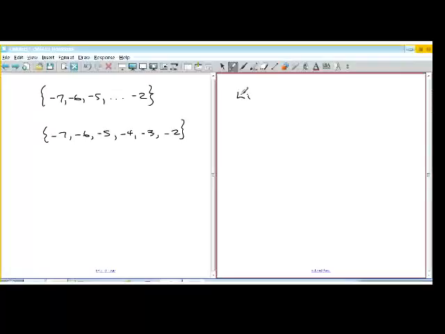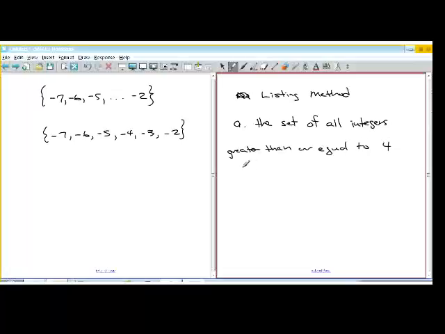Now I may give you something like this. Using the listing method, you'll see the words listing method, take the following expression: the set of all integers greater than or equal to 4 and less than 12. Okay, so I've combined two things. I have greater than or equal to 4 and less than 12.